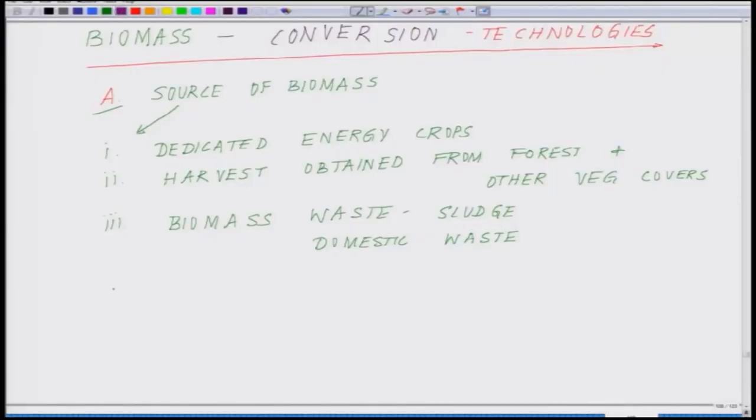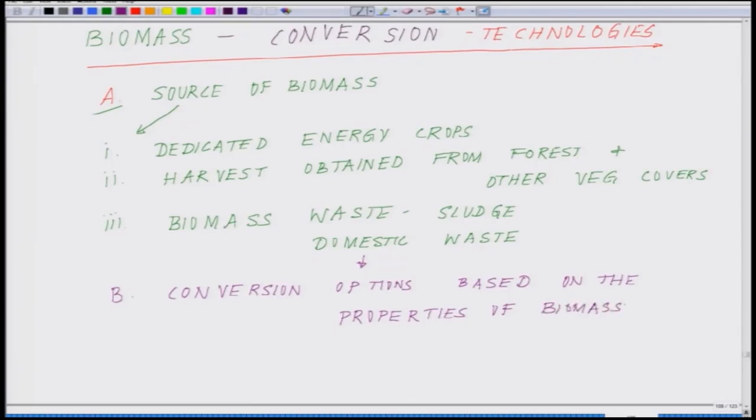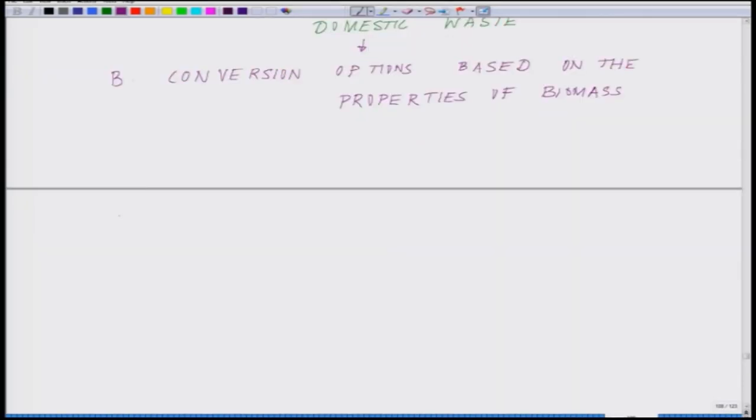Okay. Now, phase 2 of it is that once we are done with this part, once you have decided upon it, is your conversion options at your disposal. Okay. Second thing is conversion options based on the properties of the biomass. That is what I was discussing with you, based on the properties of biomass. Okay. So, what are the different options we are having? So, before we get into the option, let me just, okay. So, I will continue with the point B, okay, which is out here.